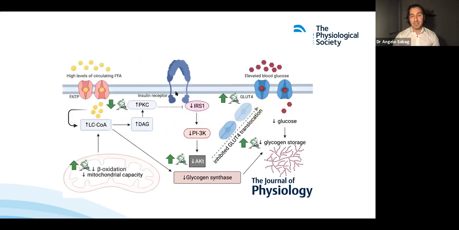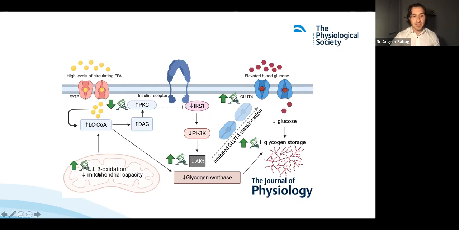So here we can see a model of skeletal muscle insulin resistance. The green man on the bike basically indicates which mechanisms low volume HIIT has been shown to improve. So in obesity, we see that we have high levels of circulating free fatty acids. Now, these free fatty acids eventually make their way into the cell and overwhelm the mitochondria's capacity to oxidize these.